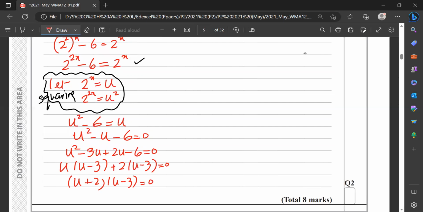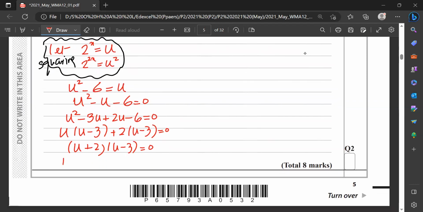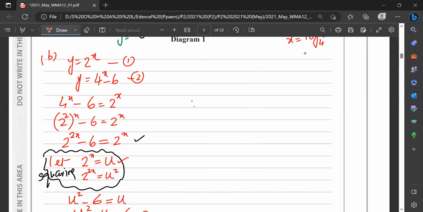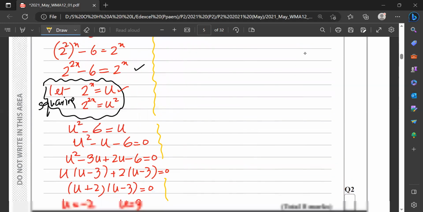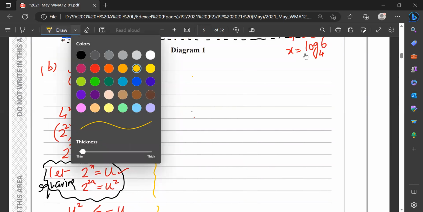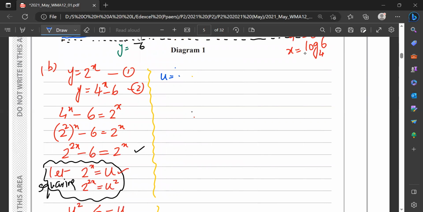So u is equal to minus 2, and u equals 3, and u was equal to 2 to power x. Let's make a column here and shift the solution there. So u equals minus 2 and u equals 3. 2 power x equal to minus 2 is not possible. So here 2 power x is equal to 3.